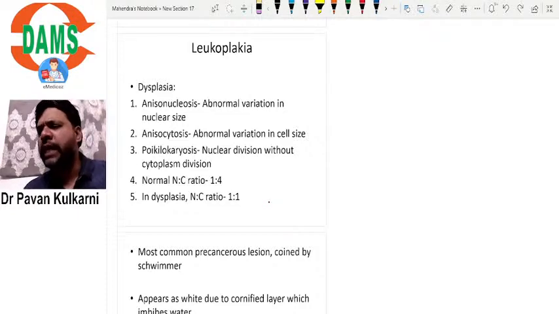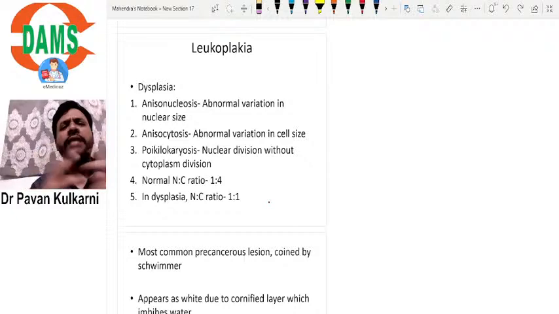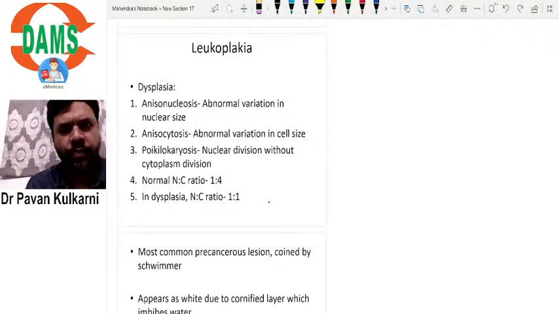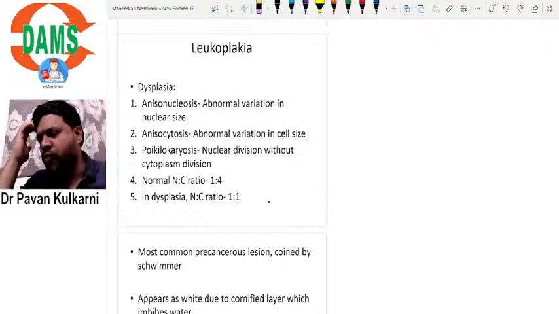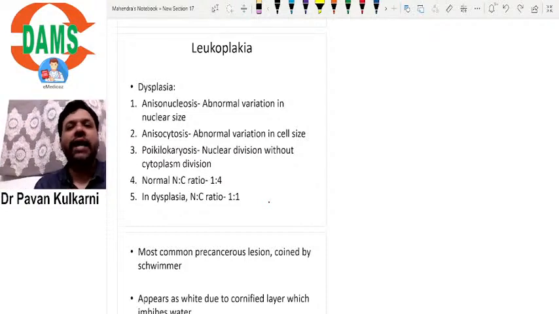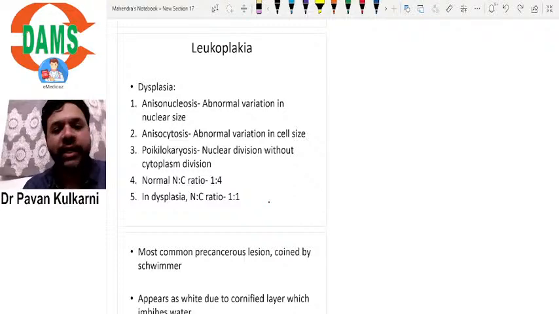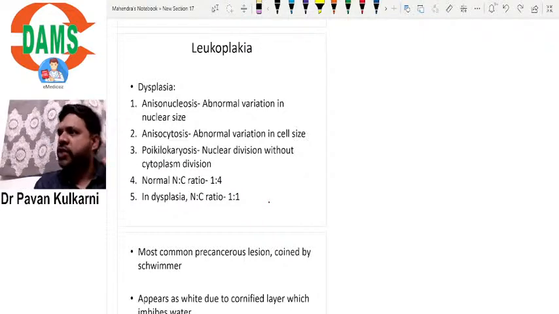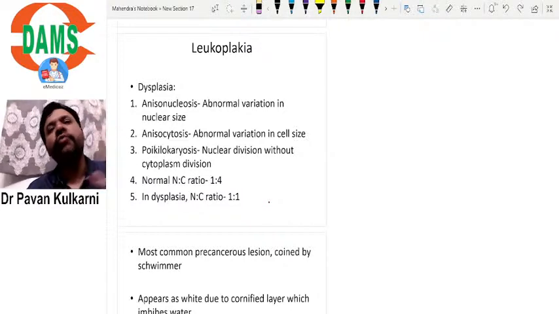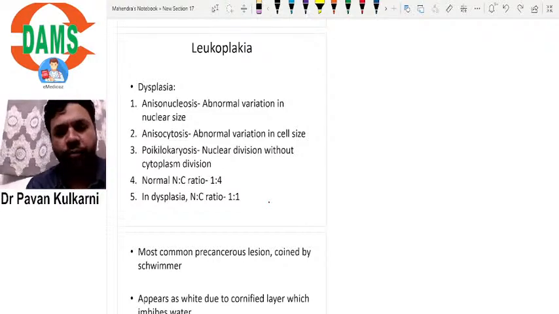Similarly, we have nuclear pleomorphism. What do you mean by that? The nuclei of two cells are of different shapes. That is called nuclear pleomorphism. Those who have joined late, we are discussing today a very important topic, that is oral potentially malignant disorders. And in today's session, I'm going to give you an overview of leukoplakia.